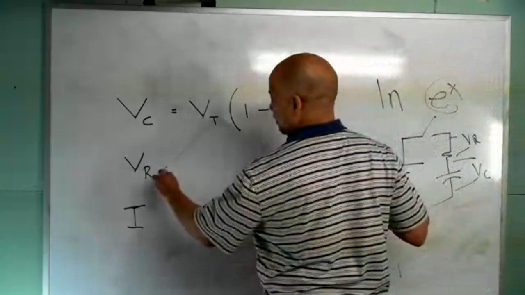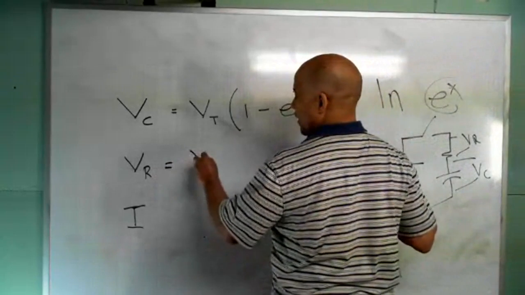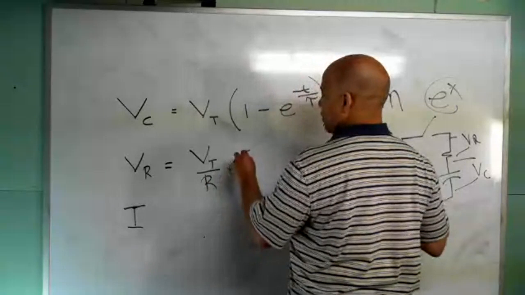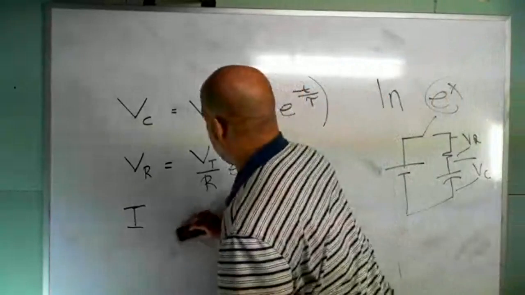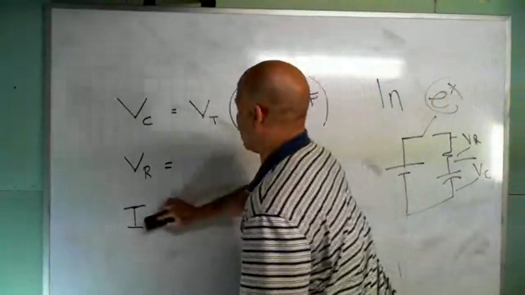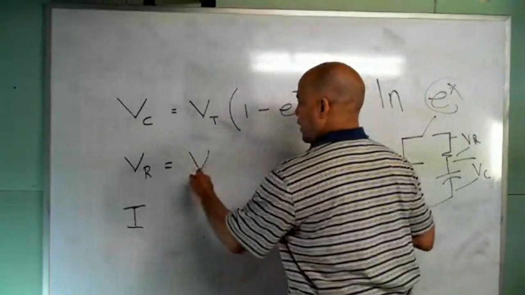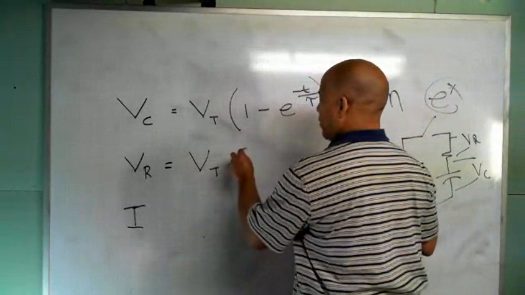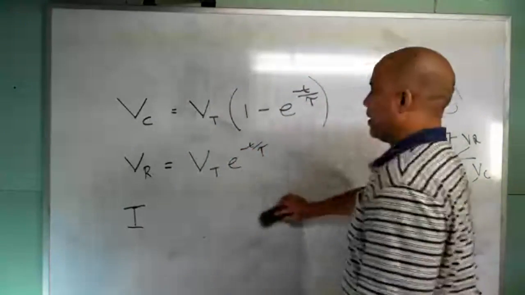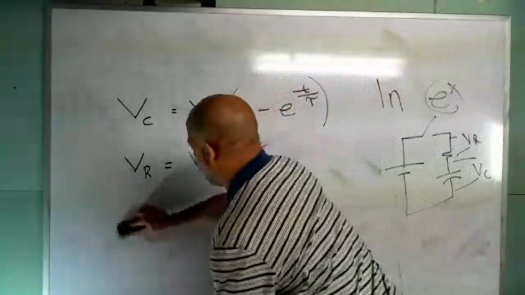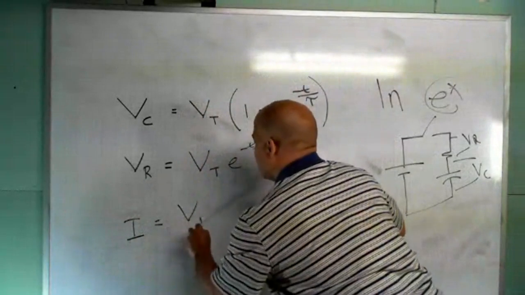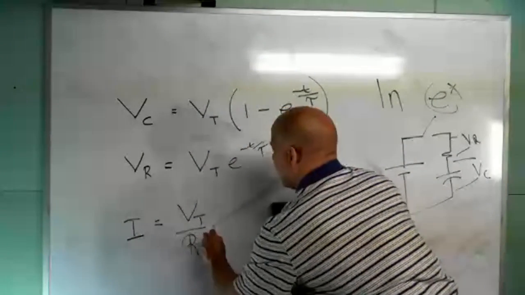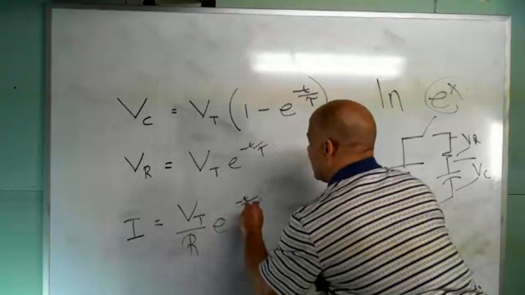VR is just Vt divided by R times e to the minus t on tau. Actually, that's not right. Don't write that down. That's this one. VR is just Vt e to the minus t on tau. And then this one, I, is Vt over R times e to the minus t on tau.